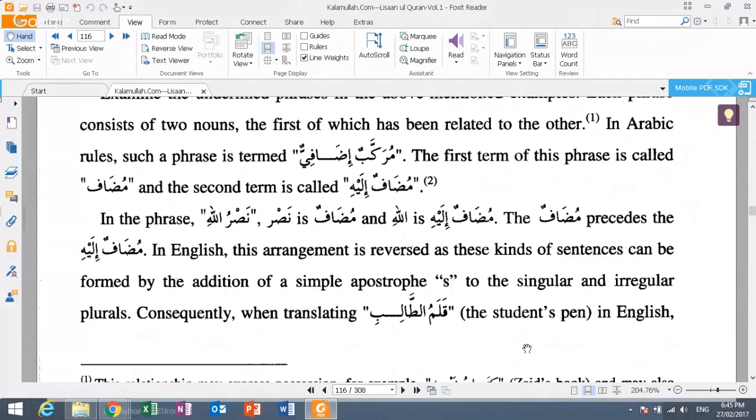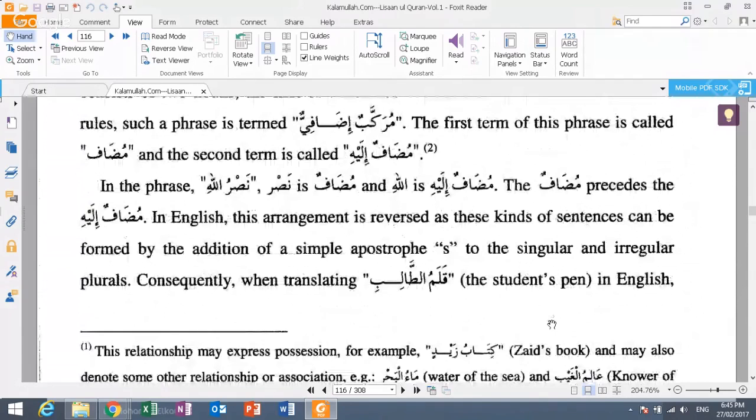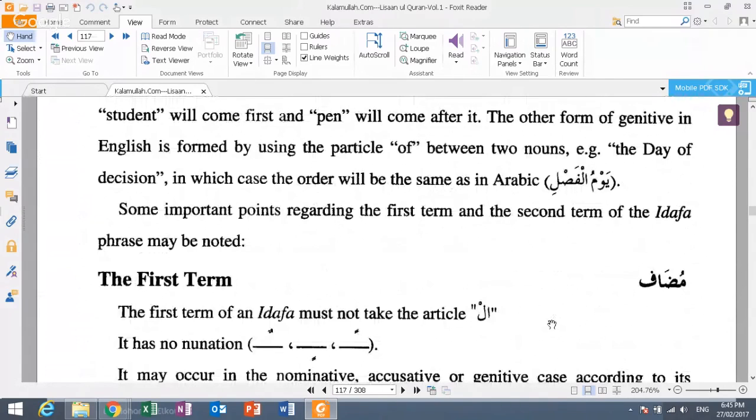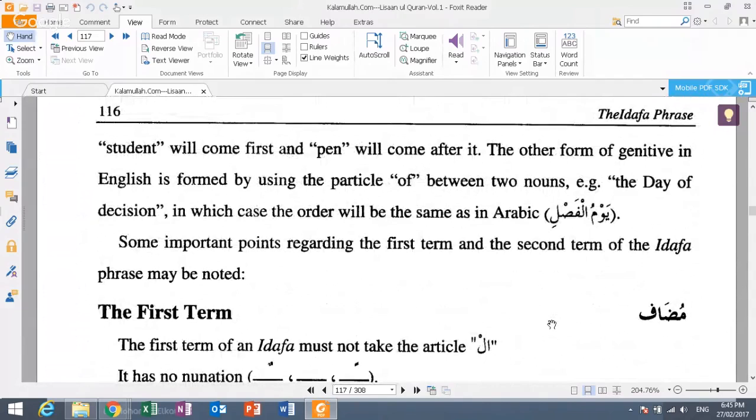Consequently, when translating qalam al-talib, the student's pen, in English, student will come first and pen will come after it. The other form of genitive in English is formed by using the particle of between two nouns. Example, the day of decision, in which case the order will be the same as in Arabic. Yawmul Fasli, the day of judgment or decision.